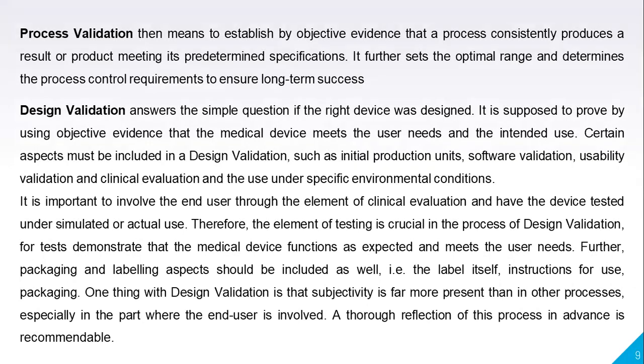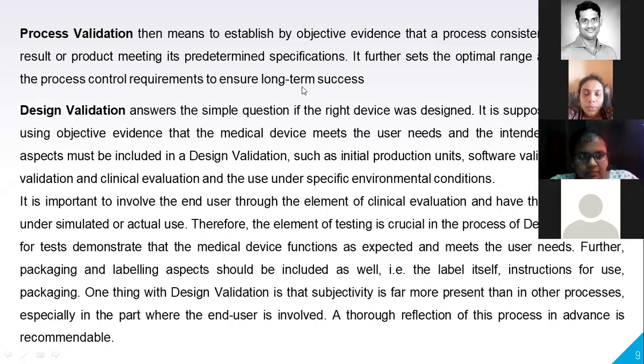Then we have different types of validation concepts here. Now we see them one by one. First one is process validation. Process validation means to establish by objective evidence that a process consistently produces a result or a product meeting its predetermined specifications. It further sets the optimal range and determines the process control requirements to ensure long-term success. That is the process validation. So in order to ensure long-term success, that is the main requirement for process validation.